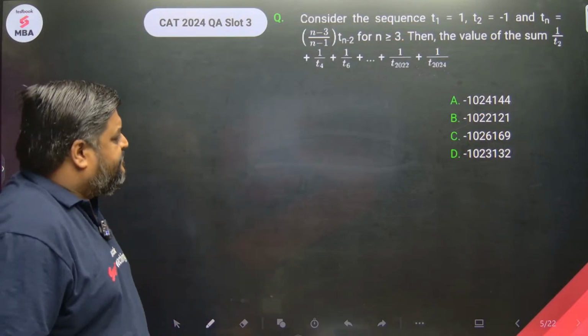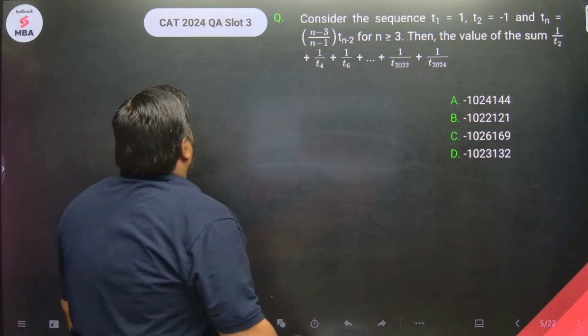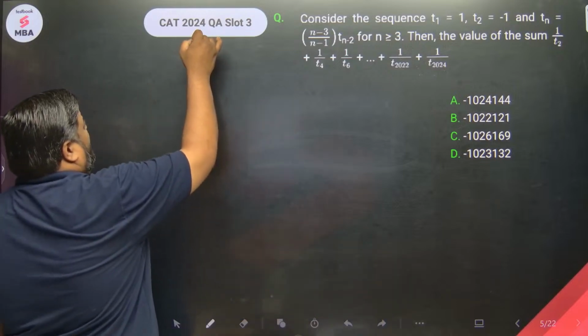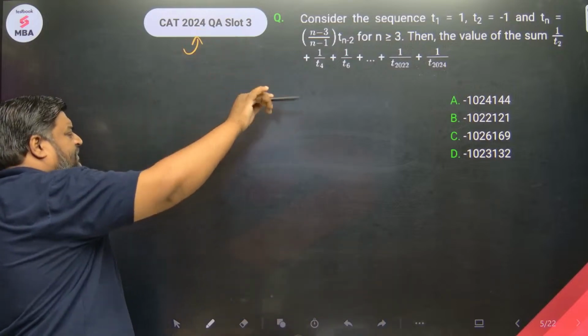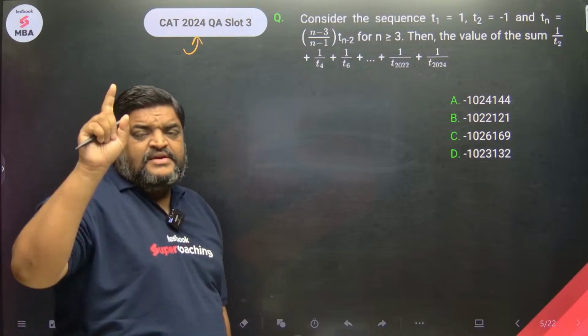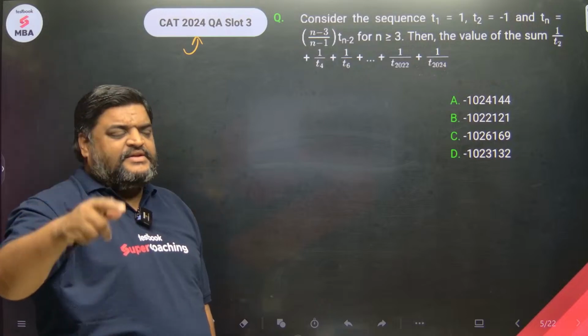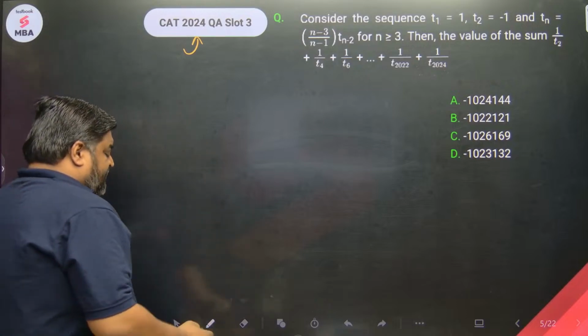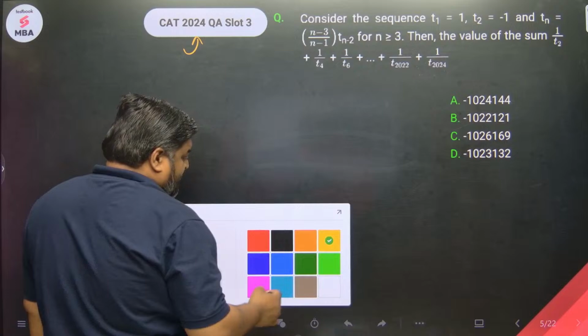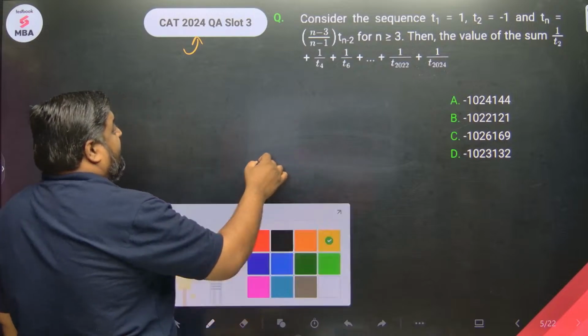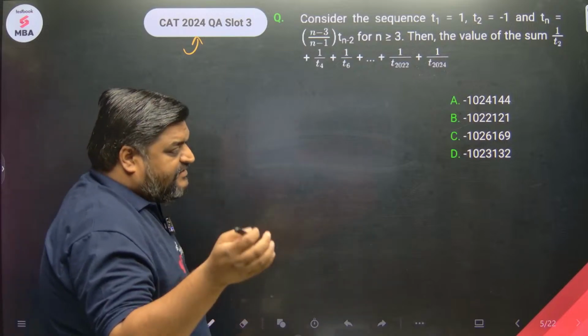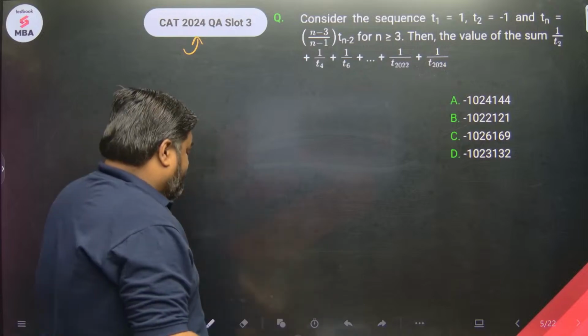Okay, this one comes from 2024. Whatever we are doing today, we will be doing roughly 6-7 questions. All of them would be from CAT, Algebra, recent years, and we would have covered them in class already.